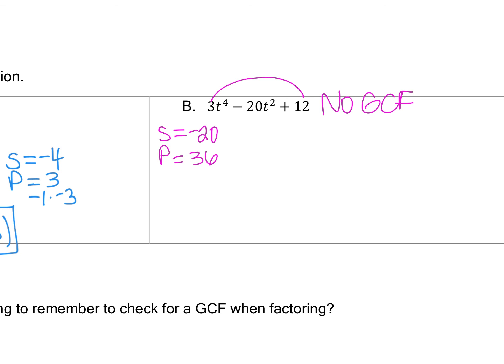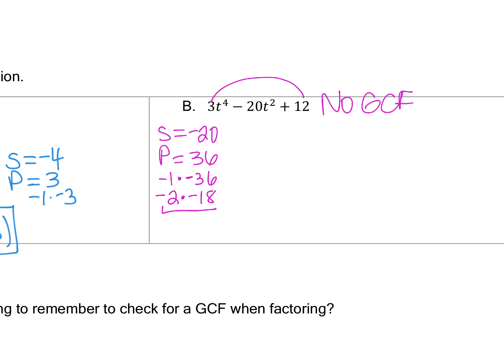Okay, so I just went over this. If your product's positive, sum's negative, both of them have to be negative. So I'll just start with the first one if you can't do it in your head. That way you don't skip it. That multiplies to give me positive 36, but doesn't add to negative 20. So keep going. -2, -18. Notice that does add to negative 20.